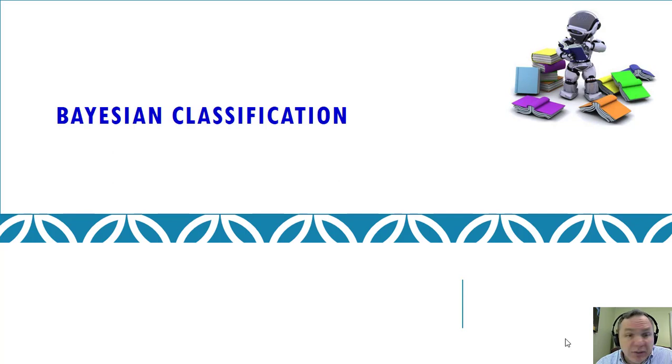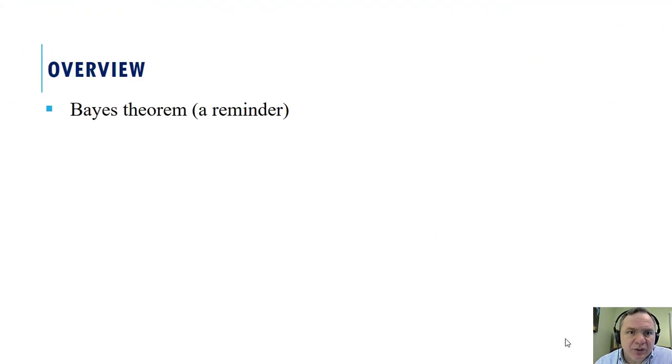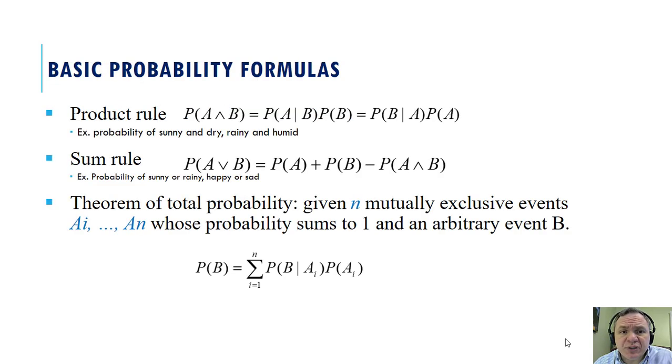Okay. Now, today we'll see a new type of classification algorithm that does not follow this schema, but it's still interesting and very commonly used. Since it's a probabilistic approach, let's start first by doing a very quick reminder of some basic probability rules.